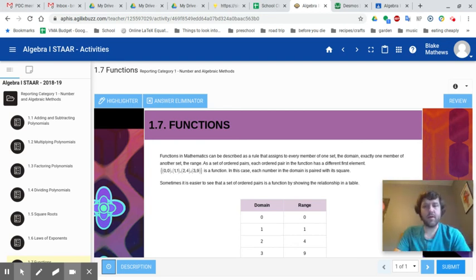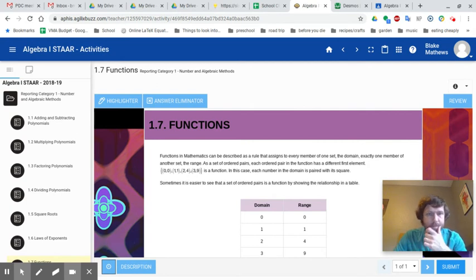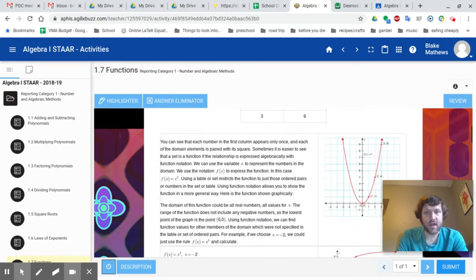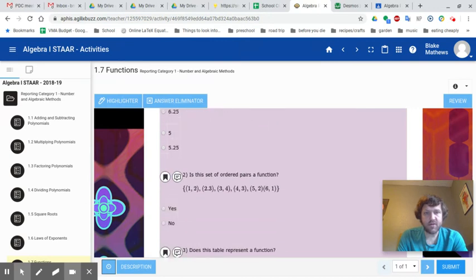All right, everybody, we are on to 1.7. Not as much math stuff to do, more some conceptual things that you need to know when it comes to 1.7. And the first thing is what makes a function a function.